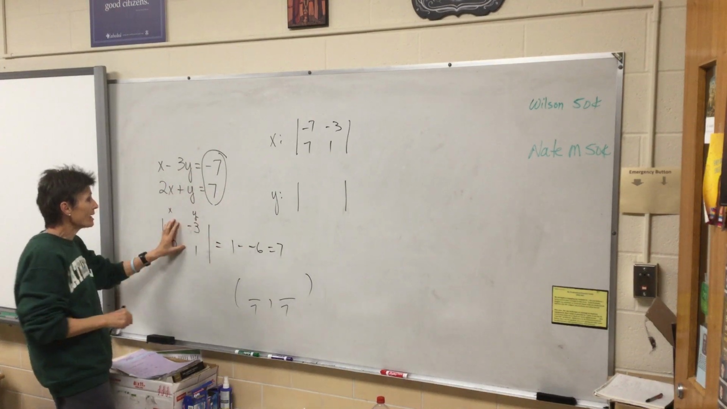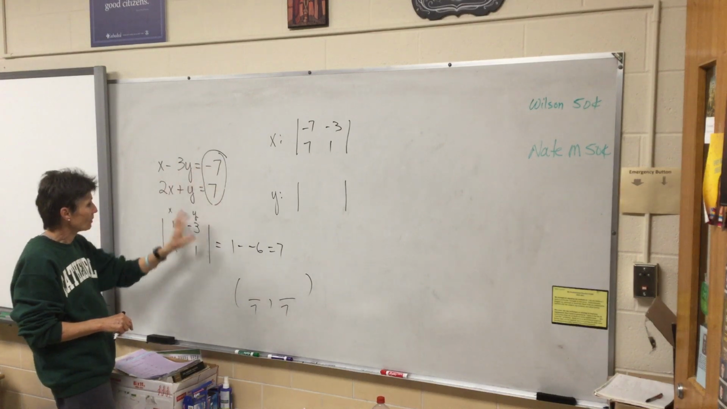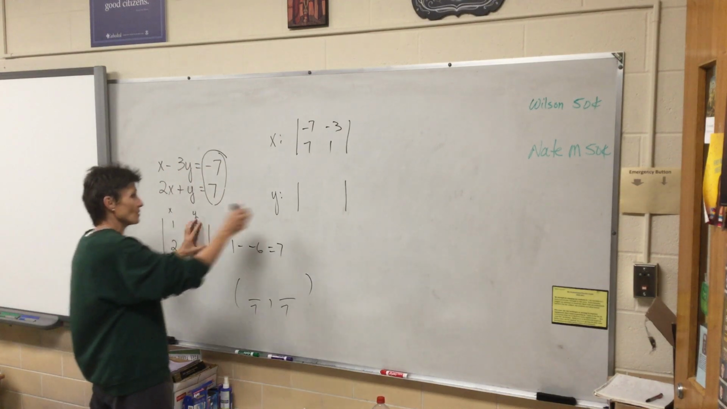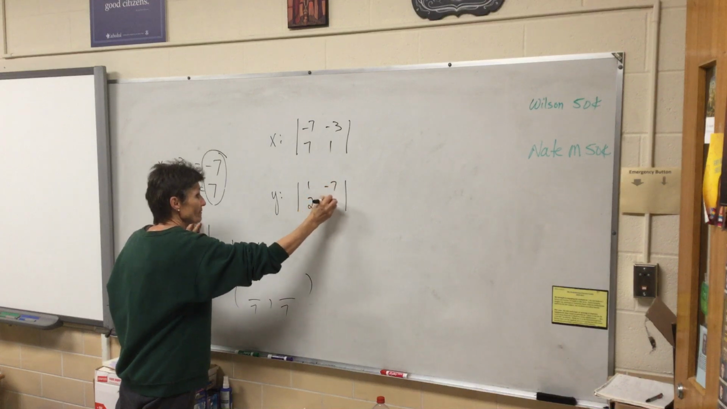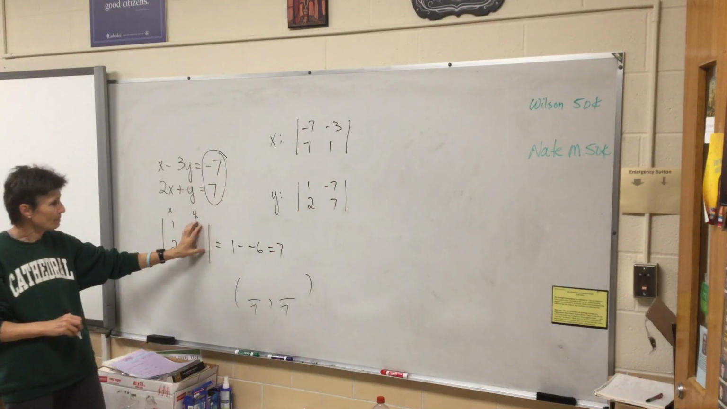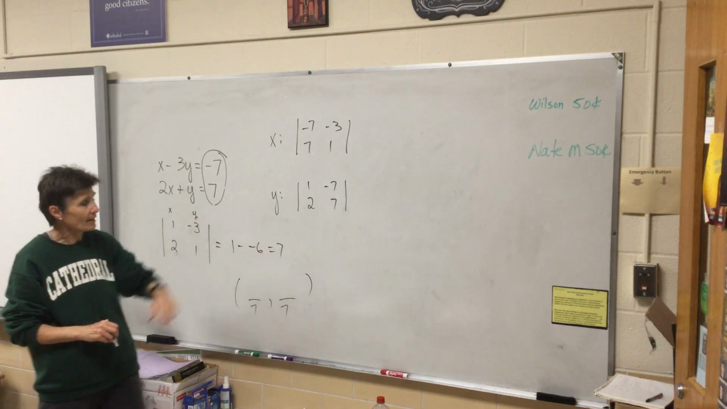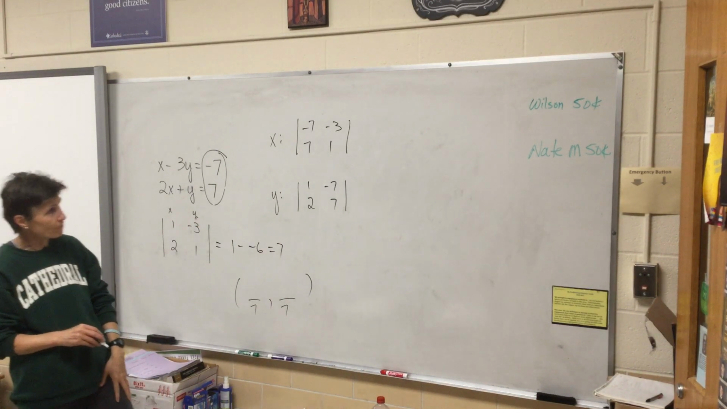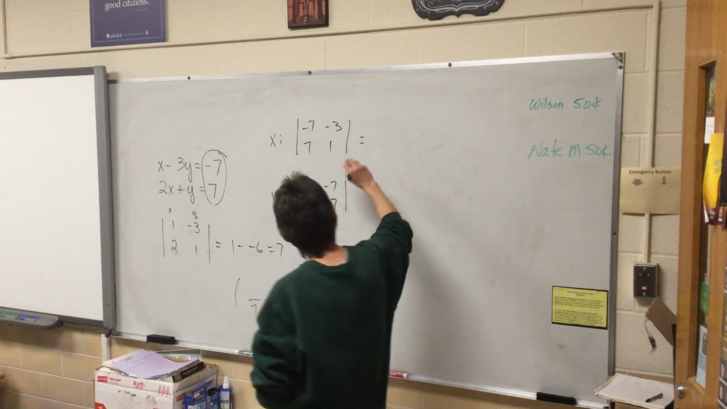And then to do y, I do the same thing. I cut it out, only I paste it on the y's. So that looks like 1, 2, negative 7, 7. Nothing's moving around. You're simply cutting out and pasting on top of the letter that you are trying to solve for. And then you evaluate these determinants.